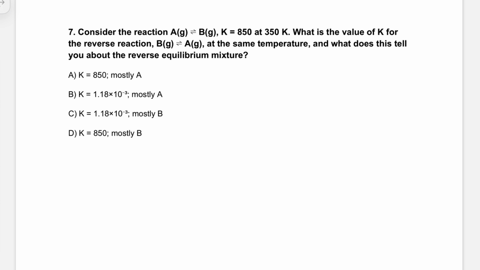Next, question 7. Consider the reaction. K equals 850 at 350 Kelvin. What is the value of K for the reverse reaction at the same temperature? And what does this tell you about the reverse equilibrium mixture? So similar to what we had before, we have the K of the forward, which is 850, and we need to figure out K of the backward reaction.